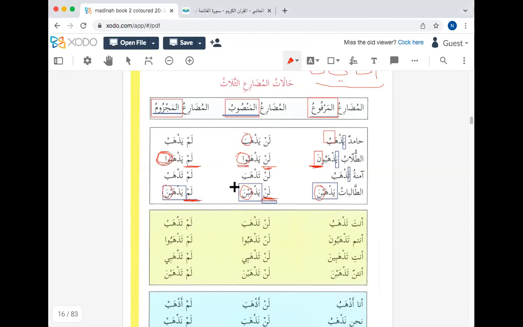Ustaz, what's the meaning of halatu? Oh, halat. Halat, yeah. It's the state of. The three states of fi'l mudari'. That's what it means. Barakallahu fikum. The states of fi'l mudari'.